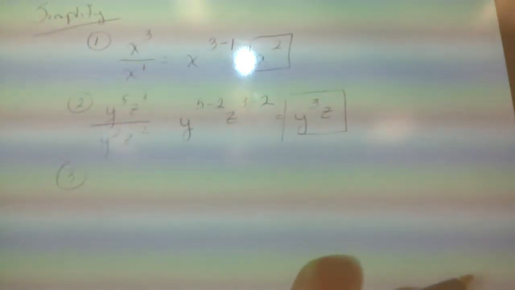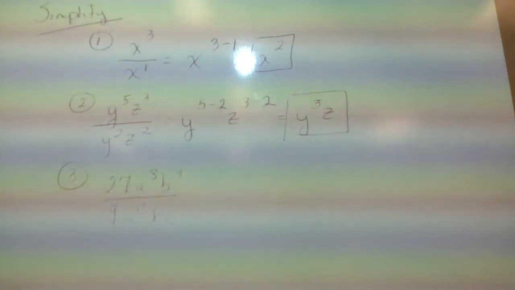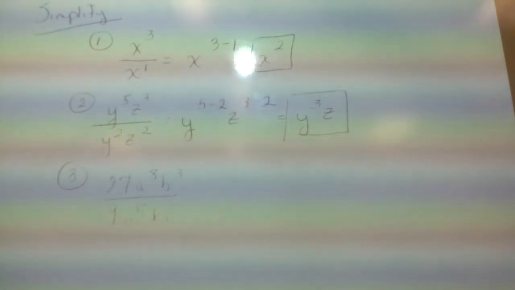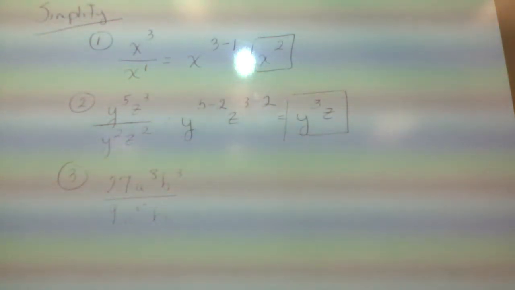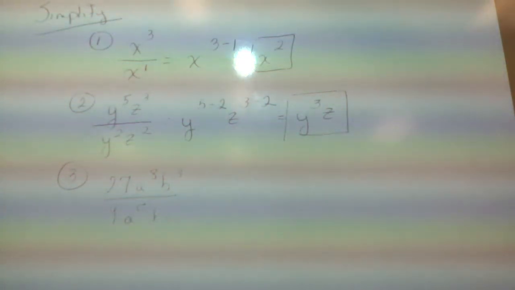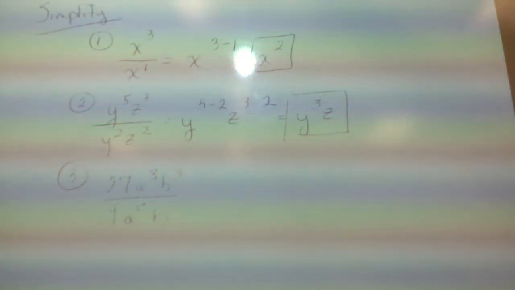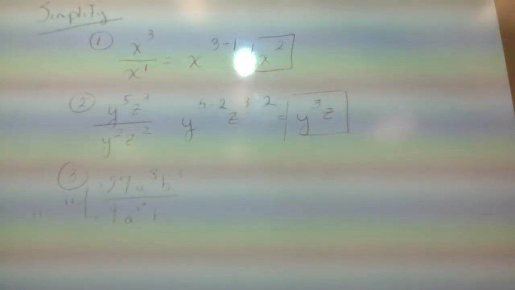For number 3, let's put some coefficients there. I've got 27 a to the 8th b cubed divided by 9 a to the 5th b. So my coefficients are 27 and 9. The operation is really division. They're not the same base. One's a 27, the other's a 9, so you're not going to subtract those numbers. You are actually going to divide them. The only time you subtract is with the exponents, if the bases are the same. So that should say divide.